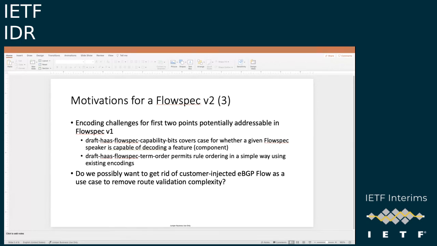So if we get some explicit term ordering, we may not need any additional match types. So is it fair to say we can use FlowSpec V2 for new use cases and keep FlowSpec version 1 as it is in place, and add maybe some minor features that are needed without breaking, as Robert suggested, too much? That is a potential.